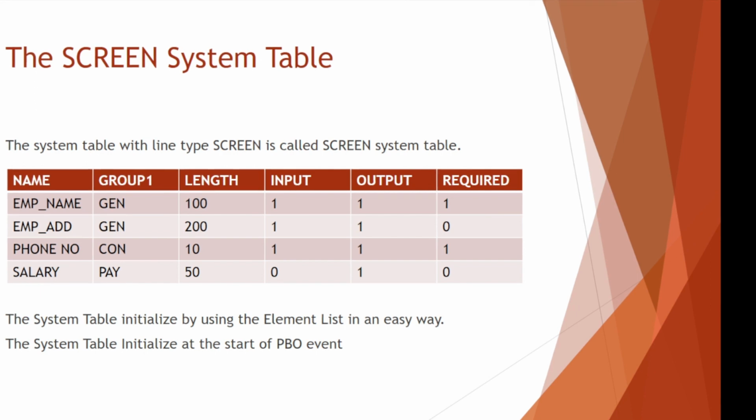For example, if we have emp_name, its attributes are maintained like this: it lies in group 1, its length is 100, its input value is 1, its output value is 1, and required is 1. It means this is a required field, and input and output are both on. The user can input, and it is also used for outputting the value of employee name. It has a length of 100 characters. And what is group 1? You can see that the group 1 value has GEN.